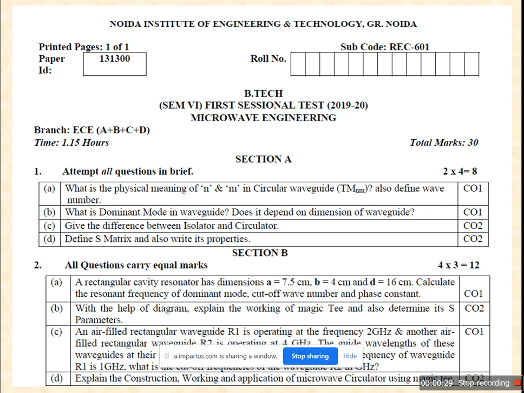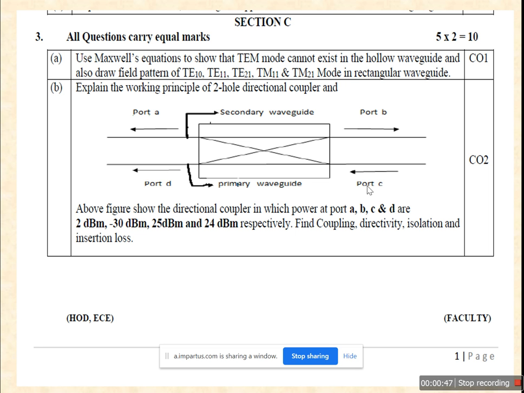See, the question paper has section A, section B, section C. In section A there are 4 questions, and you need to attempt all of them. Each consists of 2 marks. Then section B is 4 marks, and section C is this one.